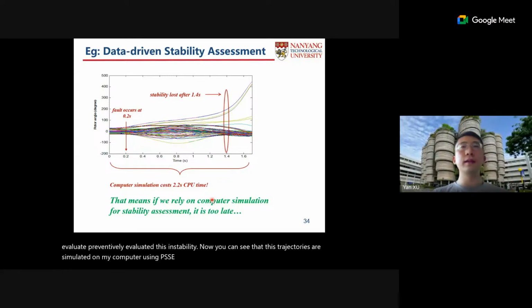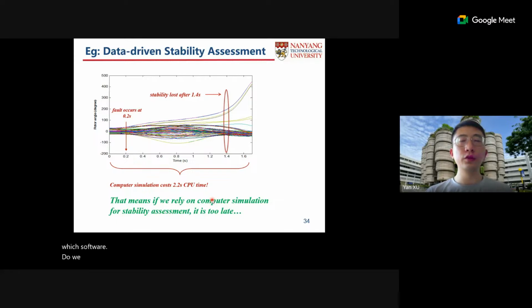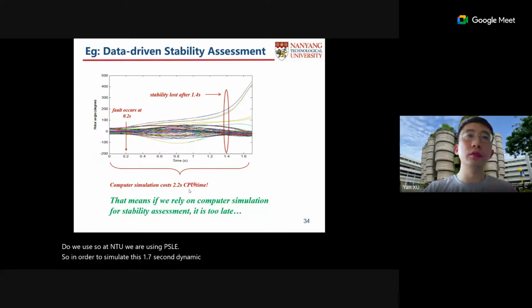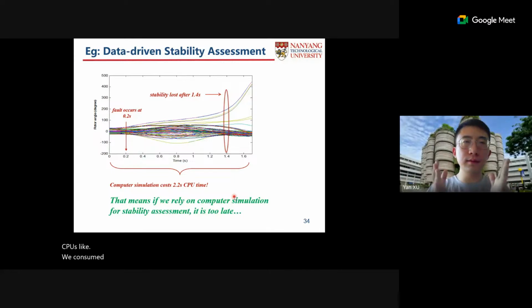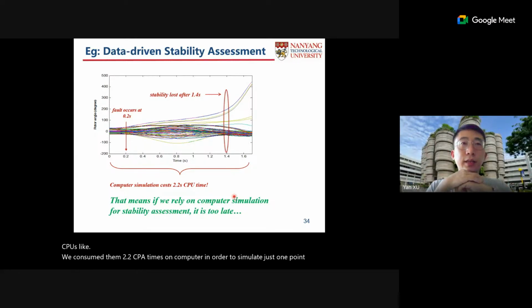You can see that these trajectories are simulated on my computer using PSSE software. On the first day, some students asked me which software we use. At NTU, we are using PSSE. In order to simulate this 1.7 second dynamic trajectory, we actually consume 2.2 seconds of CPU time. We consumed 2.2 seconds of CPU time on the computer in order to simulate just a 1.6 second trajectory.